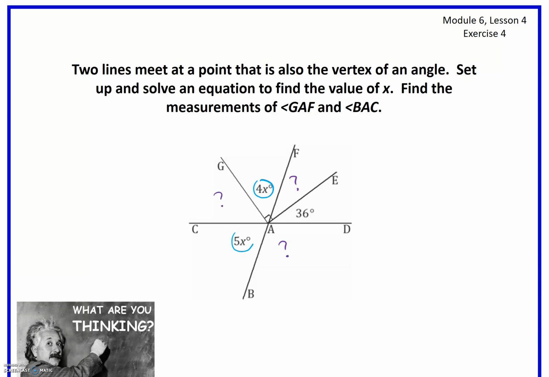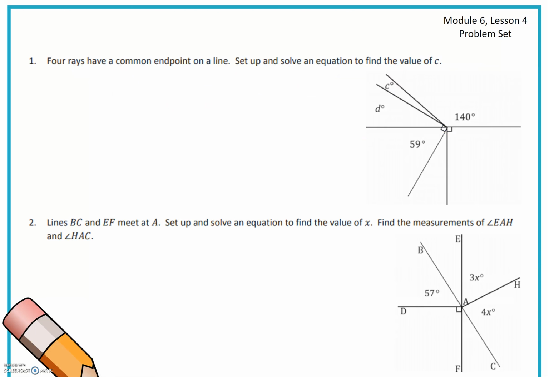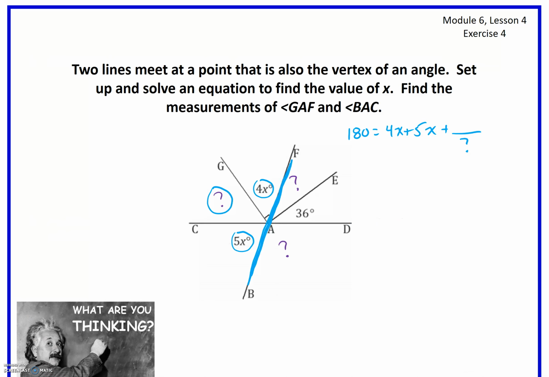If I'm looking for 4x and 5x, and I know that this is a straight line, all I'm missing is this angle to find that value. So 180 degrees equals 4x plus 5x plus question mark, and really question mark is just another variable. So that's really step 2. We need to jump back and figure out what the question mark is.